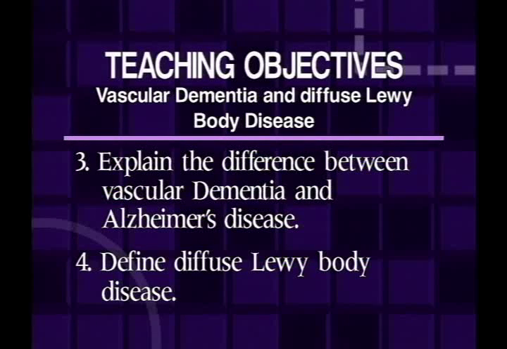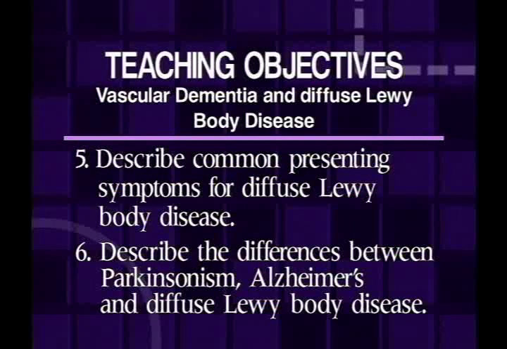Number 4, define diffuse Lewy body disease. Number 5, describe common presenting symptoms for diffuse Lewy body disease. And 6, describe the differences between Parkinsonism, Alzheimer's disease, and diffuse Lewy body disease.